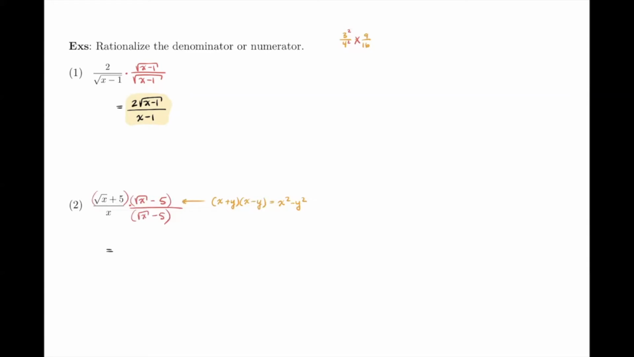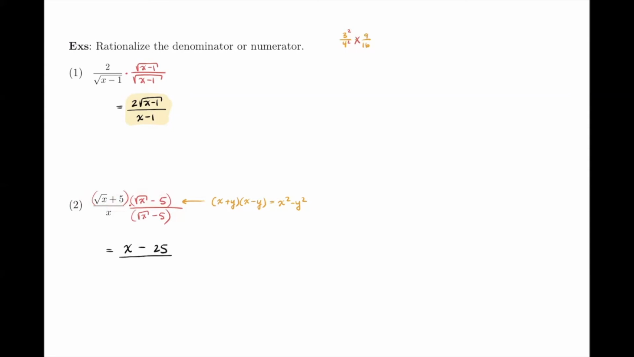So what we'll get here, if we multiply this out, we're going to end up squaring the radical x. That's just going to give us x. We'll end up squaring the 5. That will give us 25. And then it's always, always, always a minus in between.